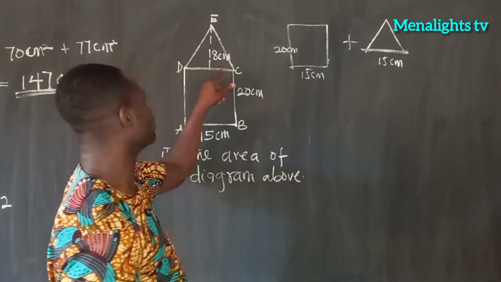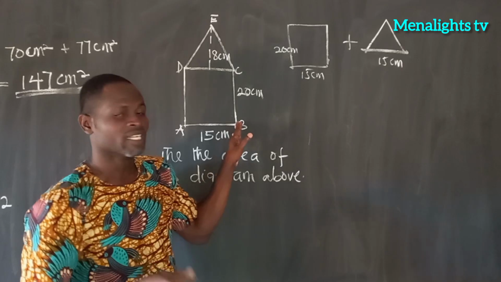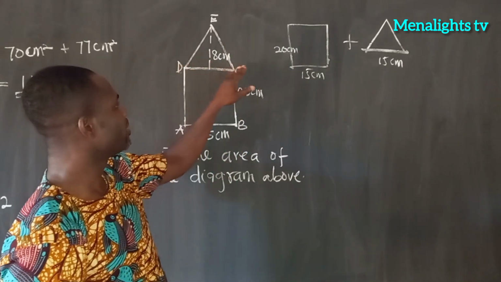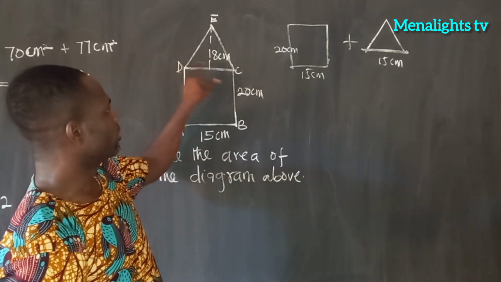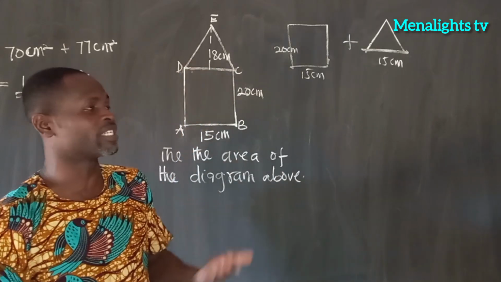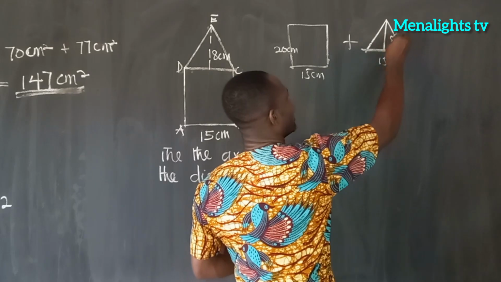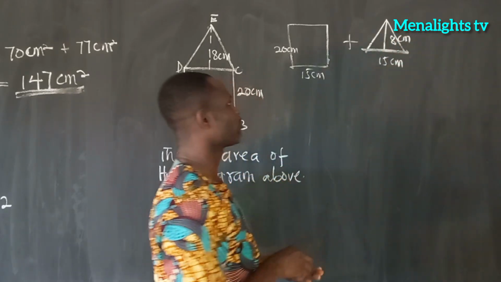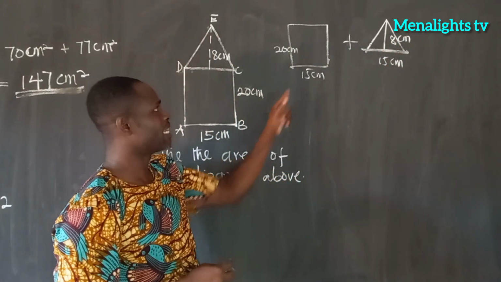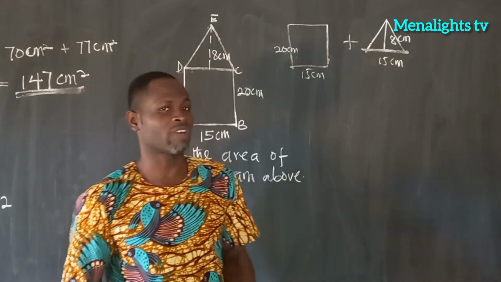Since it is sitting on this, the distance AB is the same as the distance DC. So this is the base of the triangle. The base here is the same as this base, so it becomes 15. And the height here is 8 centimeters. So for us to find the area of this, it is the area of the rectangle plus the area of the triangle.